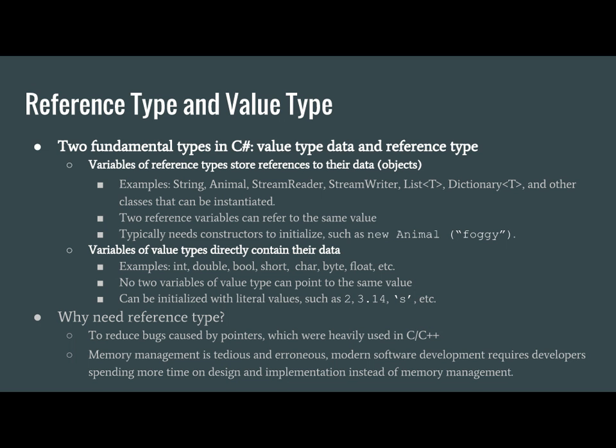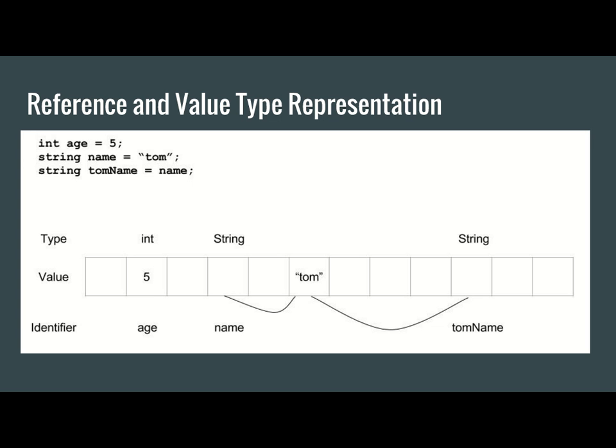Why do we need reference types? Well, reference types came from pointers, which were mostly used in C and C++. Those are low-level languages, and they cause a lot of issues, especially memory management, which we do not need to do in C#, but for C and C++, it's a horrible thing to do. So using reference types, we can avoid a lot of unnecessary errors in our program, so that our program will be more reliable.